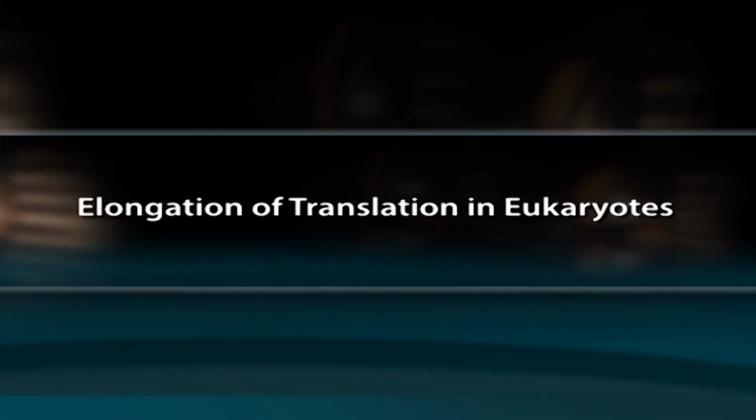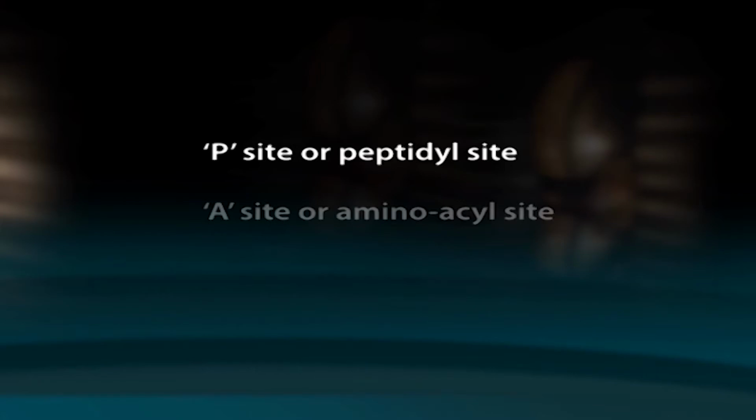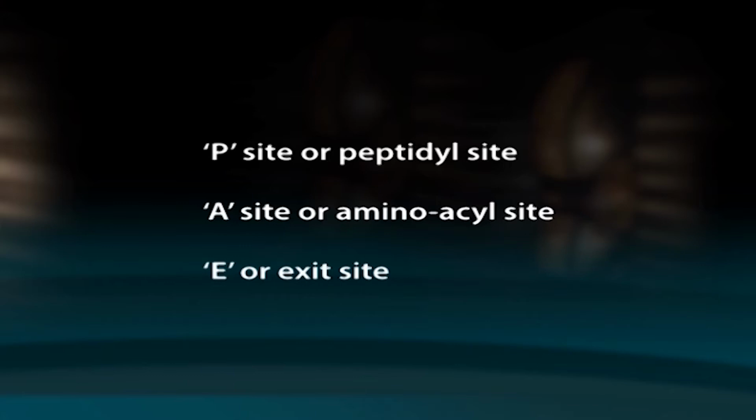Elongation of translation in eukaryotes. Ribosomes are the sites of protein synthesis. The whole ribosome consists of 3 sites: P, A and E sites. The P site, or peptidyl site, carries the peptidyl tRNA, which holds the growing peptide chain. The A site, or aminoacyl site, carries the new incoming tRNA with the amino acid to be added to the growing peptide chain. The E, or exit site, is occupied by deacylated tRNA.